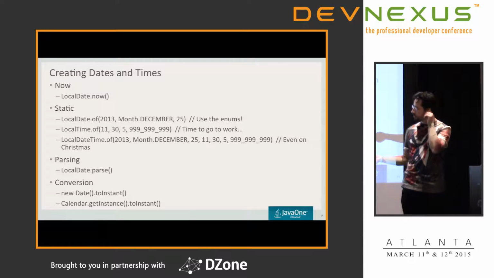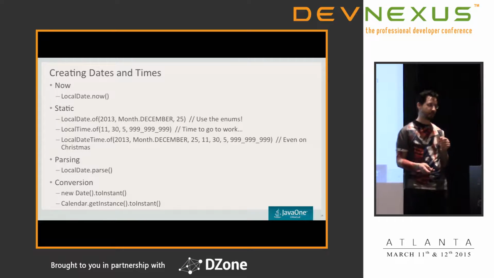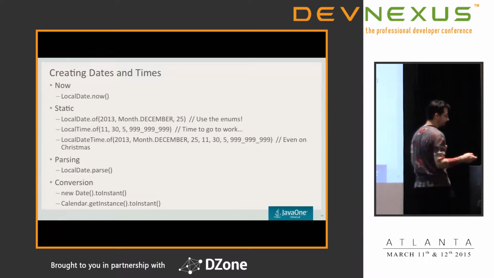And then you can also convert. So you can take old style dates and go to an instant. And then you can also go from calendars and then go to instants from those as well, to get between the old and the new date time APIs.